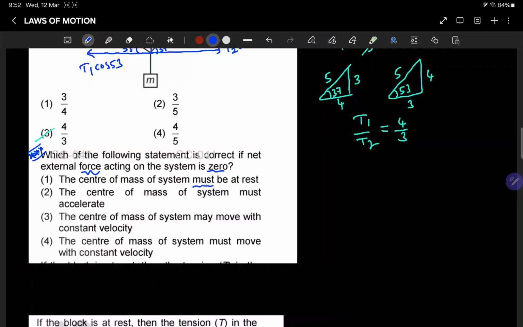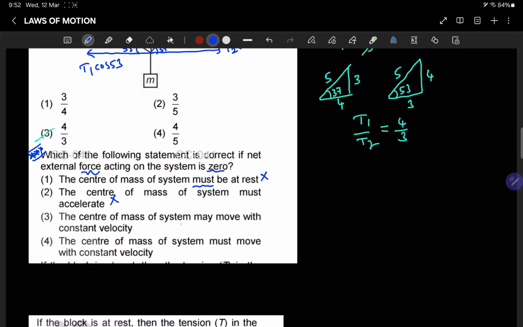"Must" here is not correct, students. In one case it is okay, it may be correct, or it may be moving with uniform velocity also. With uniform velocity also, the net external force becomes 0. "Must only be at rest" is wrong. Center of mass of the system must accelerate: here it is given "must accelerate", but it may be at rest also. So this is also wrong.